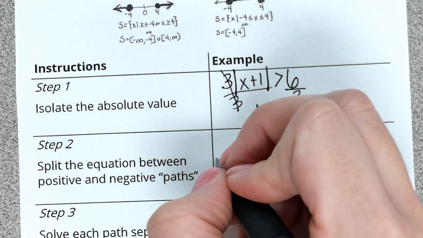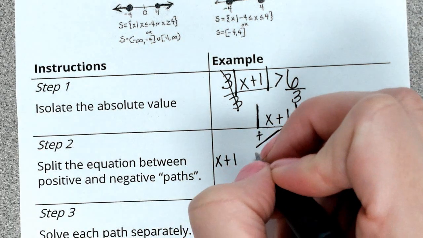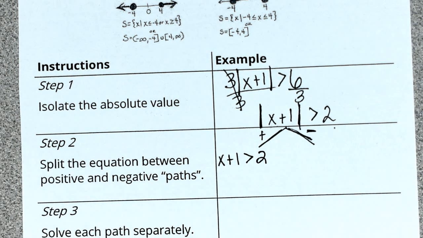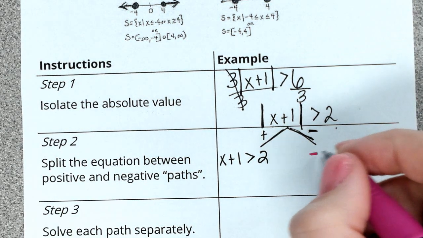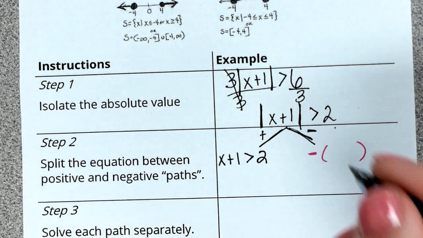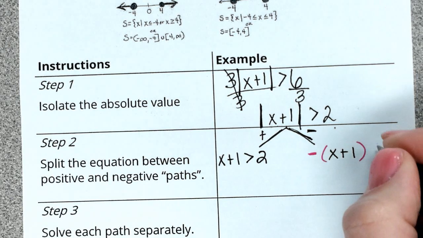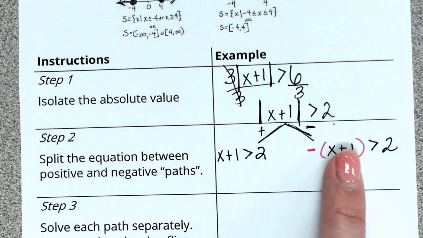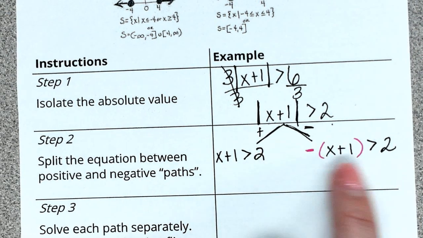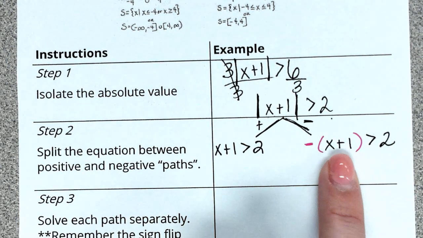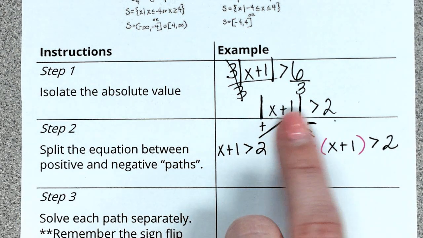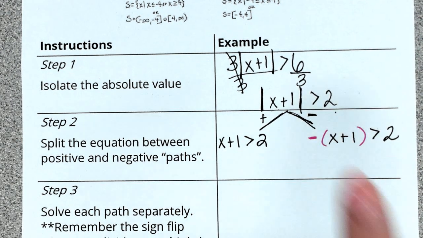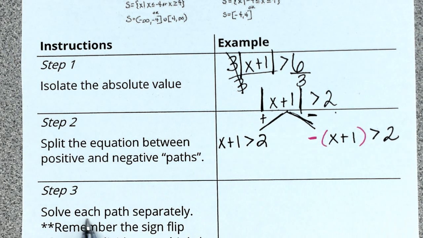So our positive path just looks like x plus 1 is greater than 2. And on our negative path, it'll look like negative that. So negative x plus 1 is greater than 2. So notice when I do the negative path, I'm not changing anything about the symbol or the right side. The only thing that I'm doing is taking the insides, the guts of the absolute value, and throwing it inside of a negative sign. Okay? Okay, now we're going to solve each path separately.